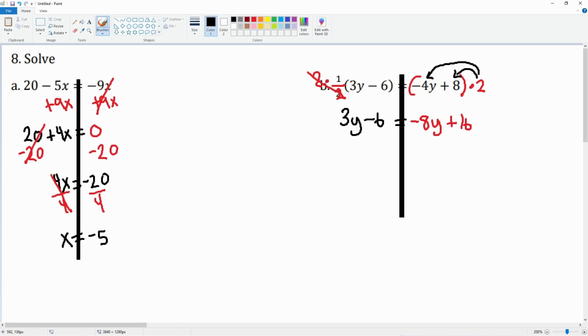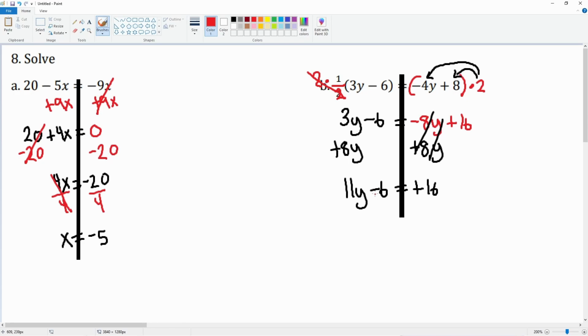Bring down the equal sign. Now we want to get rid of the smaller variable. Negative 8y is smaller than 3y. So we're going to add 8y to both sides. Why? Because negative 8y plus 8y will cancel. We're left with 8y plus 3y. This becomes 11y minus 6 is equal to plus 16.